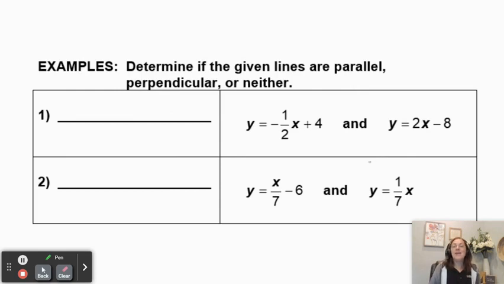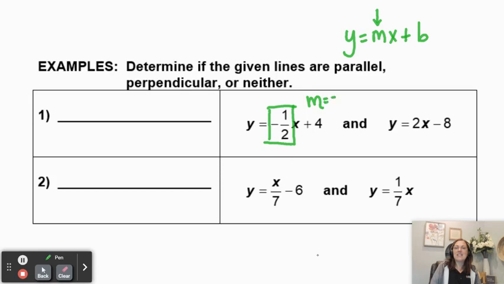As we're looking at some equations, we have to remember that y equals mx plus b is our slope-intercept form. And we remember it because the number in front of the x, when we're in the form y equals mx plus b, is our slope. So if we look at the first example here, y equals -1/2 x plus 4, you can see our slope is -1/2, because it's written in front of the x and we're in the y equals mx plus b form.